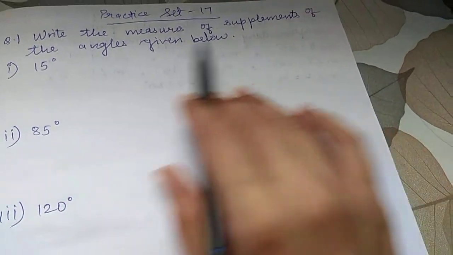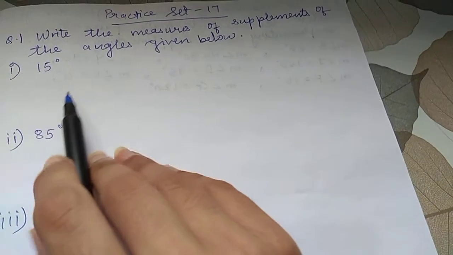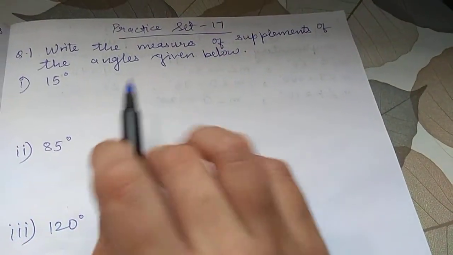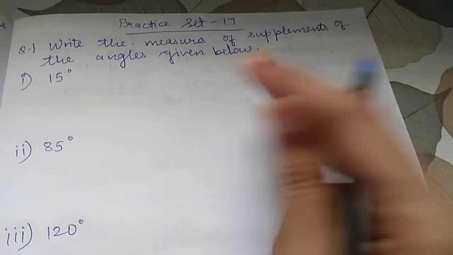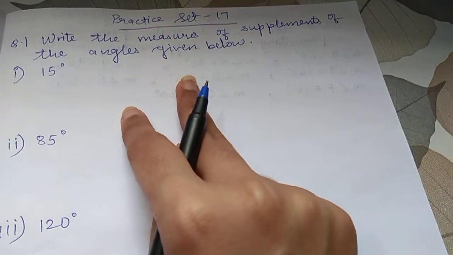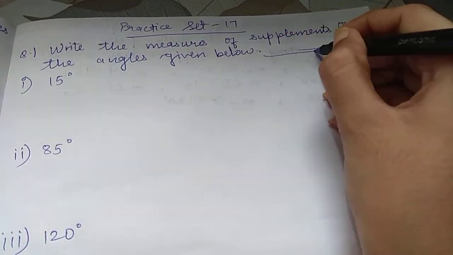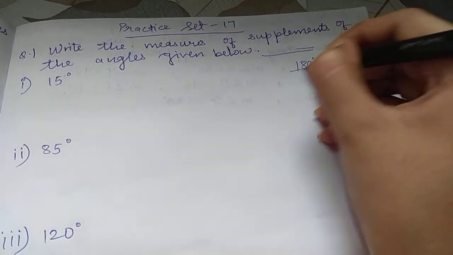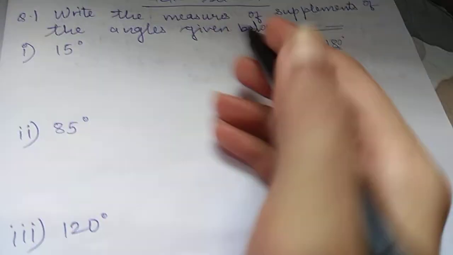Write the measures of supplement of the angles given below. Now, same way as the previous practice set, we have to write the supplementary angle instead of the complementary angle. Two angles are supplementary when the sum gives 180 degrees. Okay, so the first one is 15 degrees.